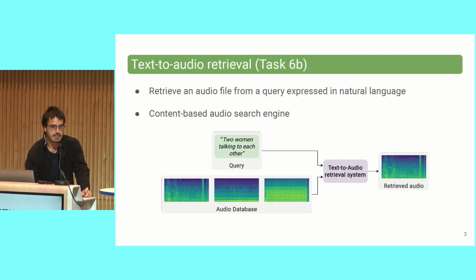The second task is text-to-audio retrieval, also called language-based audio retrieval. This corresponds to the task 6B of DCASE, and it aims to retrieve an audio file from a database by ranking each audio file in this database using a query expressed in natural language. System architectures typically employ two encoders for this task, one dedicated to the audio file and the other one for the text part. And the two output representations will be compared using a distance or similarity function.